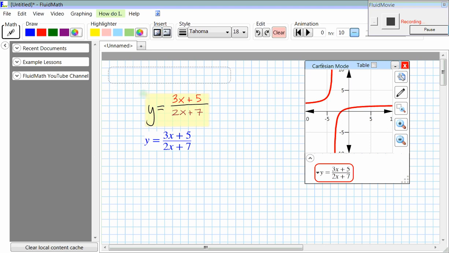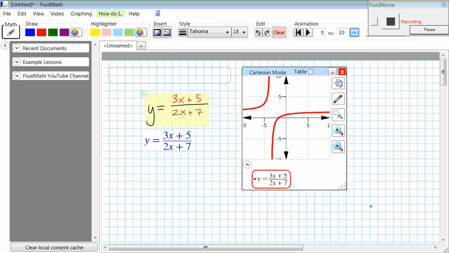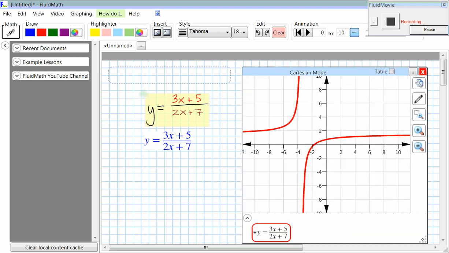And there it is right there. Okay, so here's my rational function, and I'm looking for the horizontal asymptote, right? Now notice the horizontal asymptote is not the x-axis because it's not proper, right?